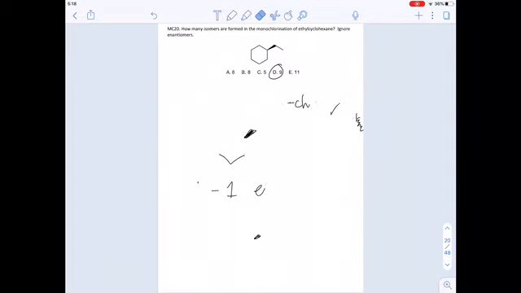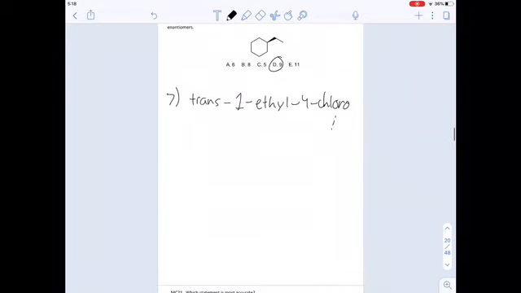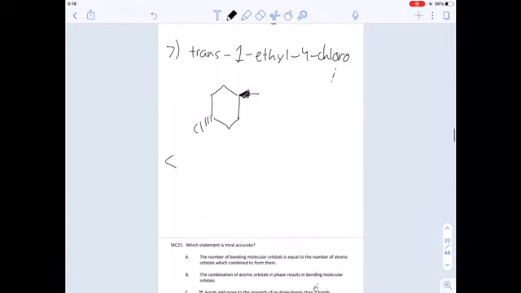Okay, and then I'm going to erase and give you 7, 8, and 9. Okay, 7 is trans-1-ethyl-4-chlorocyclohexane. I'm just going to abbreviate it with ... because you guys know what I'm talking about by now. Okay, and that looks like that.